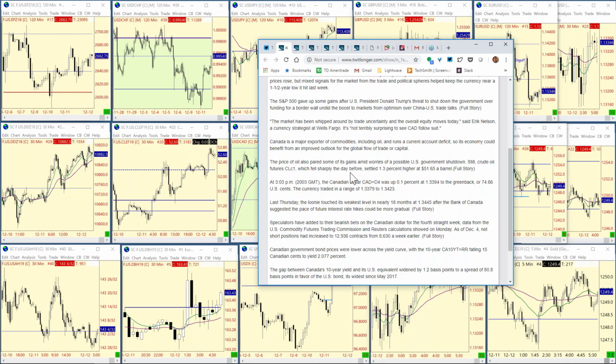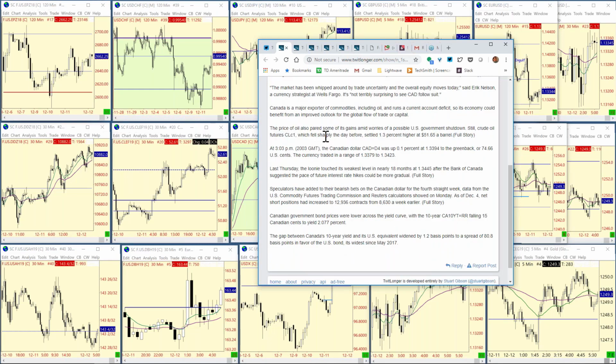The S&P 500 gave up some of its gains after President Trump's threat to shut down the government over funding for a border wall, undoing the boost to markets from optimism over the China-U.S. trade talks. The market has been whipped around by the trade uncertainty and the overall equity moves today, said Eric Nelson, currency strategist at Wells Fargo. It's not terribly surprising to see CAD follow suit. CAD is a major exporter of commodities, including oil, and runs a current account deficit, so the economy could benefit from an improved outlook for global flow or trade of capital.